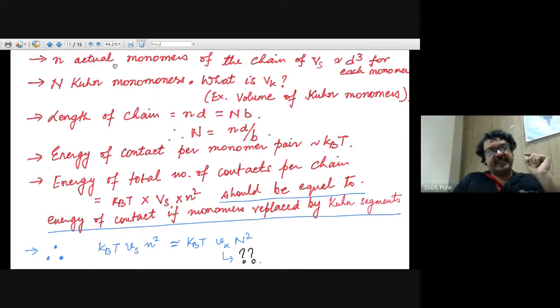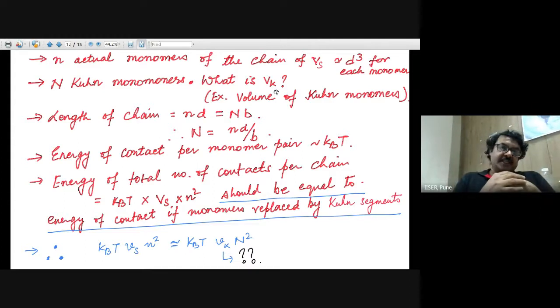And that polymer chain can be thought to have N Kuhn monomers, right? So Kuhn monomer is considered as the largest segment of the polymer chain. And the question we are asking is, what is the excluded volume when we describe the polymer chain in terms of Kuhn segments? So what is the excluded volume of interaction of the Kuhn monomers? So this is the question that we are asking, right?